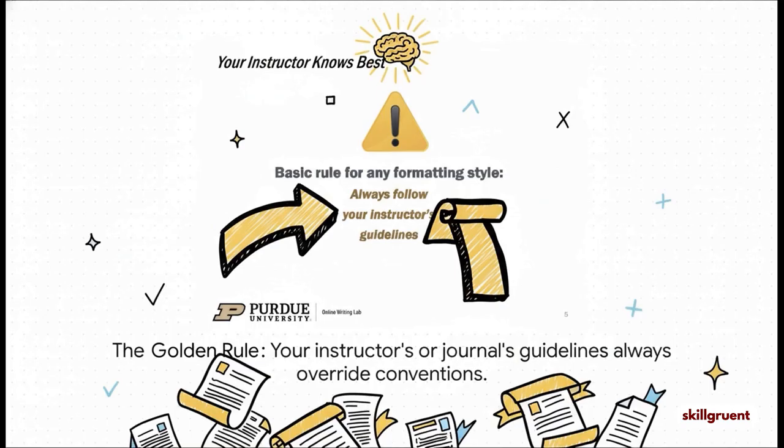But here it is, the single most important rule of them all. If you forget everything else, just remember this. Whatever your professor's assignment guidelines say, or whatever the journal you're submitting to says, that's the law. Their rules always win. Always check the specific instructions first.